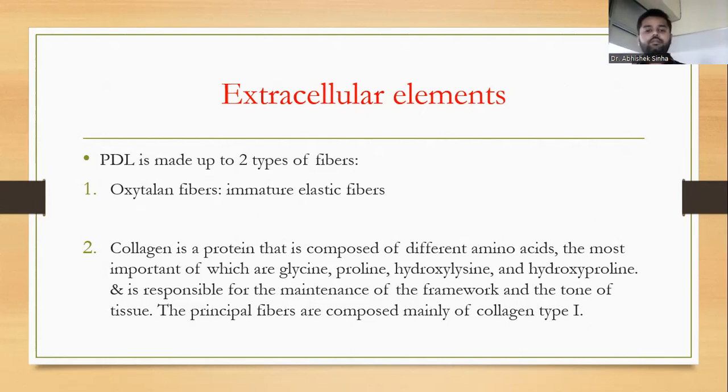The principal fibers are mainly composed of type 1 collagen. Almost everywhere in your normal periodontium, be it gingiva, PDL, cementum, or alveolar bone, whenever asked about collagen, you have to remember that type 1 collagen is the most common. It's good enough if you could remember other collagen types, but collagen type 1 you have to always remember.